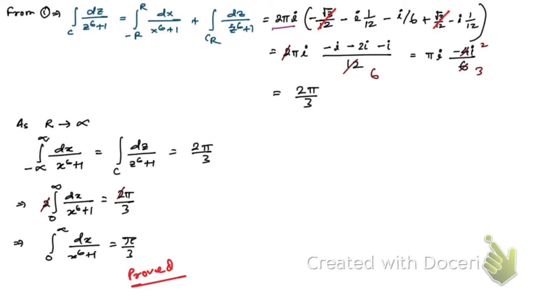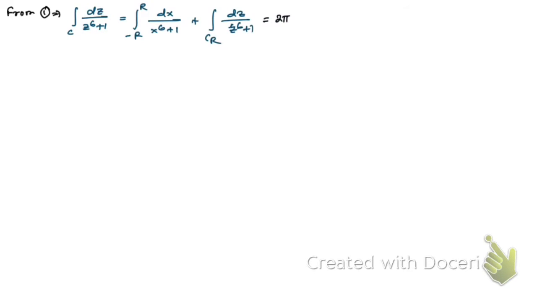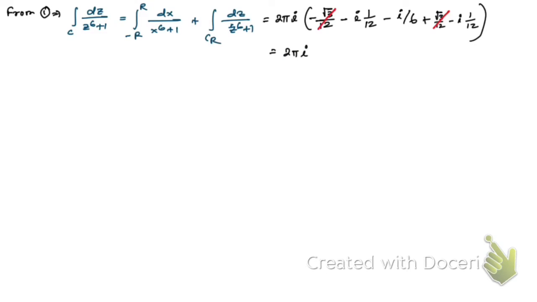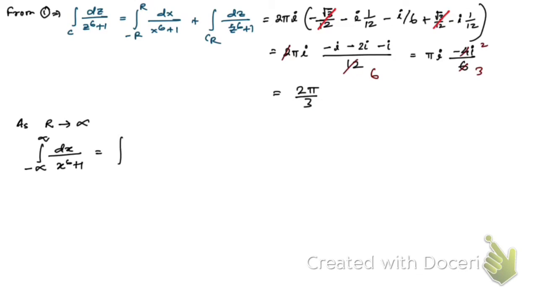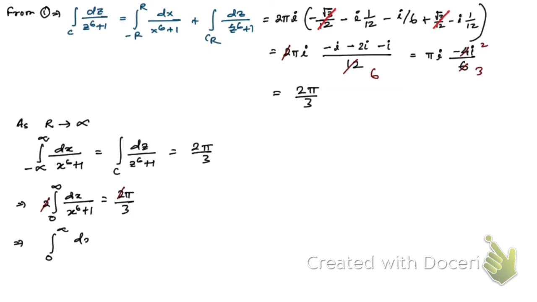So let me play this slide to show you how I have done this. Here you see, this is the last slide I'm playing, so that you can understand what I have done here. I have put the residues, and I have cancelled the terms to be cancelled out. So that's how we have got this value, 2 pi by 3, as r tends to infinity. So we get this result, and 2 pi by 3 can be written this way, then 2 cancels, and we get this result.